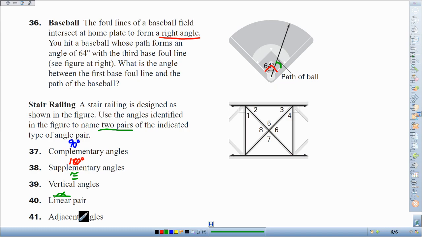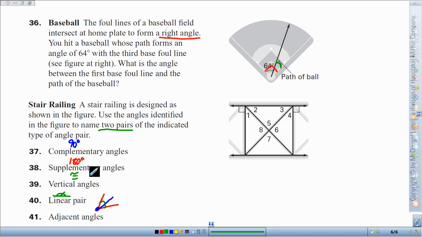And the last thing is adjacent angles. We saw this on the very first problems from yesterday's worksheet. Adjacent angles are angles like this. They share a vertex and they also share a common side. So these two angles would be considered adjacent angles. Common vertex, common side. So go ahead and take a look over here and find those types of angles.